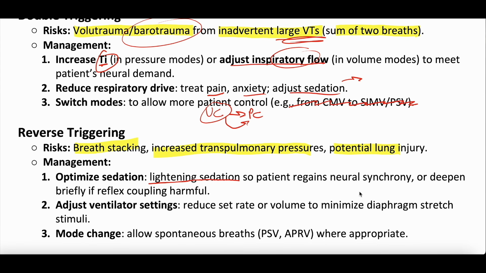Sometimes, if you deepen it briefly, you can kind of recouple the reflex. But this is not a long-term solution, if that makes sense. Adjust ventilator settings. Reduce the set rate or volume to minimize the diaphragmatic stress. So if you can decrease the tidal volume or decrease the respiratory rate, sometimes that can help if a patient can tolerate that. And then again, adjusting modes can help too. But really, lightening sedation is something to try, dropping the tidal volume or respiratory rate. And then if you have to try to change modes, you can.